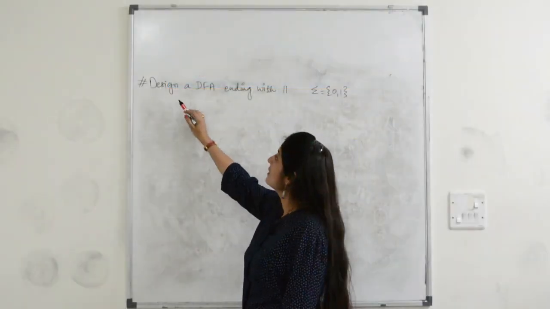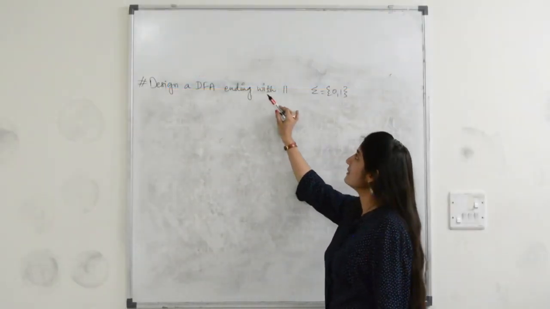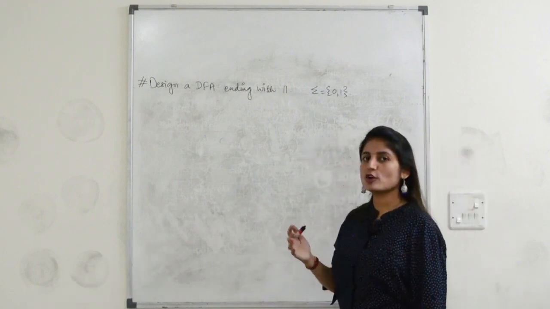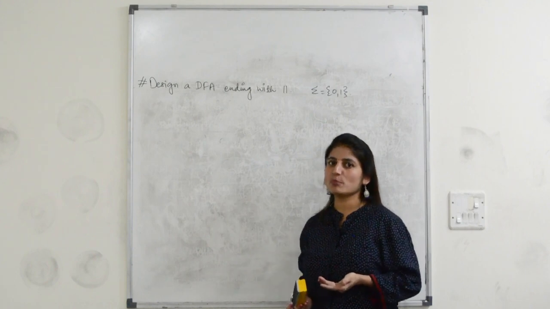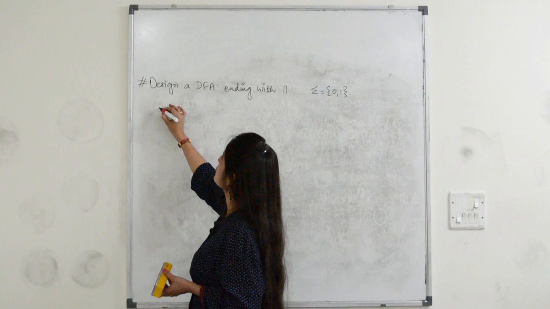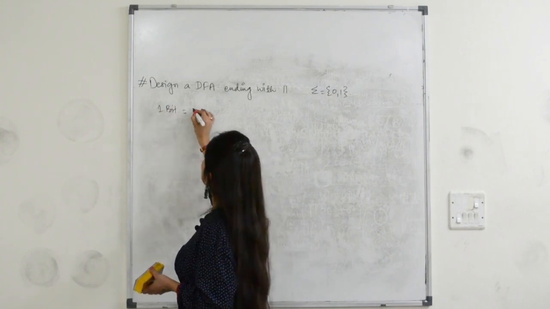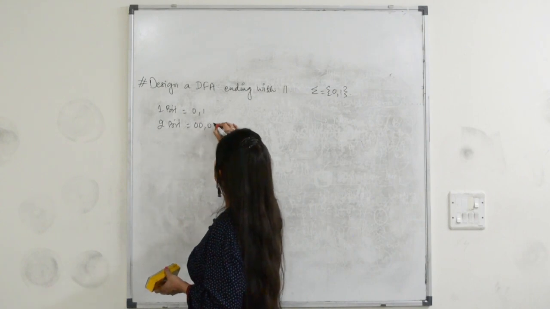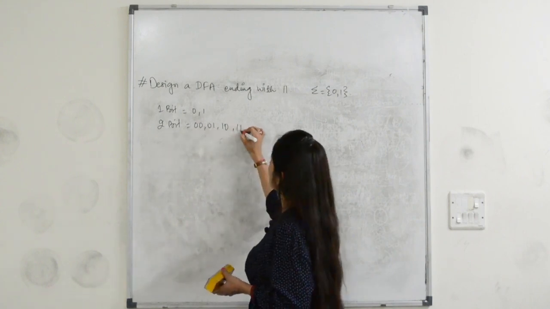Hello friends, so today we'll learn how to design a DFA ending with double one. For that, my idea is to first of all write all the 1-bit, 2-bit and 3-bit combinations, and then we can figure out the strings which need to be selected. So 1-bit strings are 0, 1, and 2-bit strings are 00, 01, 10 and 11.